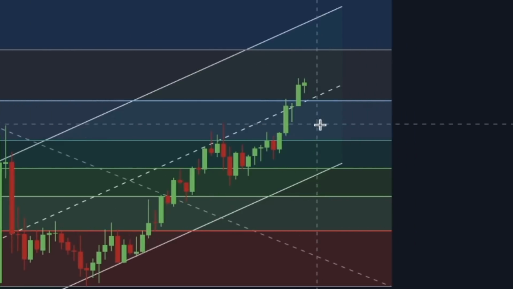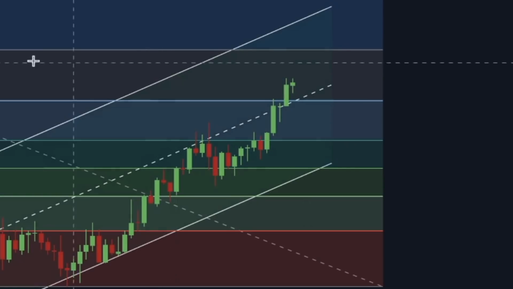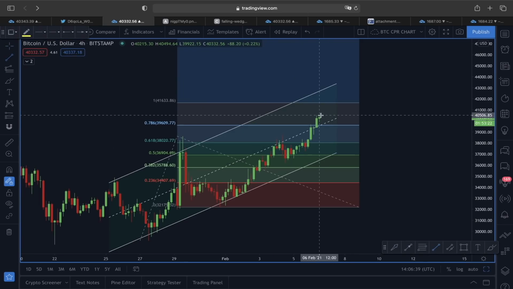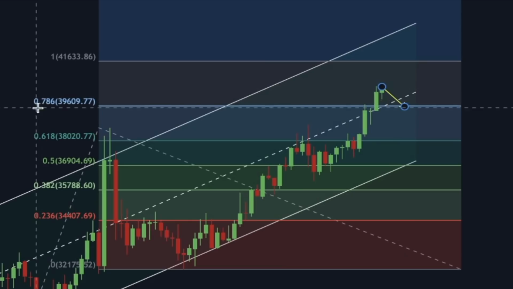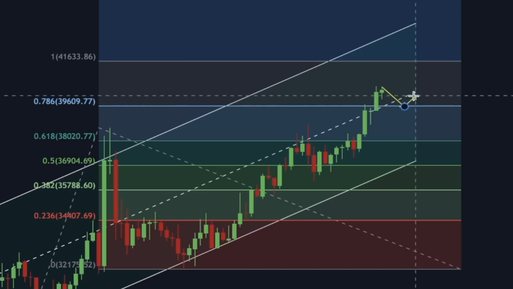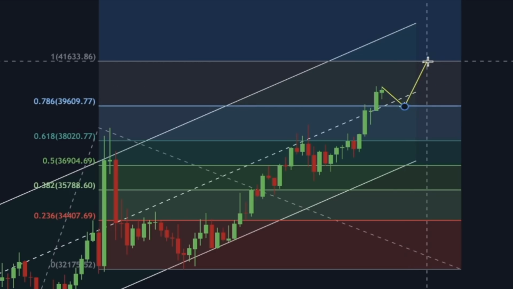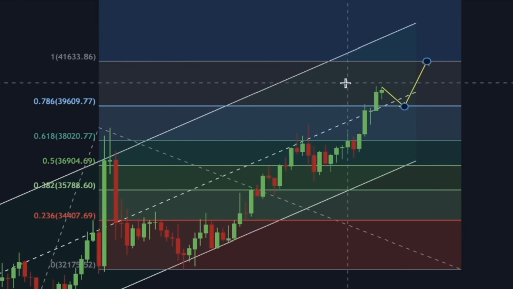And you also have to take one scenario into consideration, that if we are going to see any sort of a rejection, this line here, this 0.786 Fibonacci extension level around 39,600, is going to be a support if we are going to see any sort of rejection here, right? And then we could expect again a move here in that upper direction towards this 41,600 to 41,800 price level.